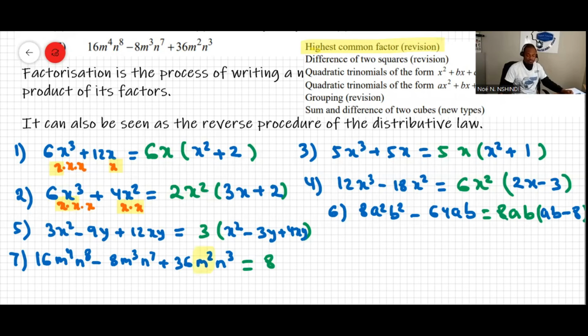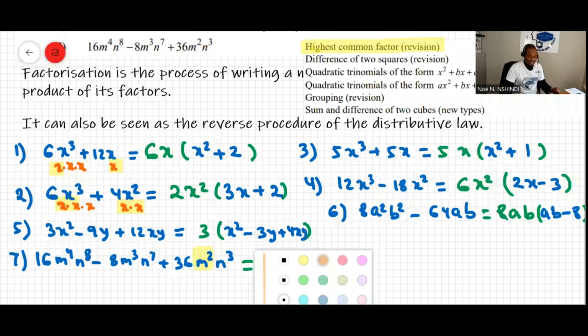Usually students get confused when they have the highest common factor. They think it's the variable that has the larger exponent. No, it's rather the one that has the smaller exponent. So we can take m squared there. For the next variable n, the highest common factor will be n to the power 3. So I say n to the power 3, and then open and close the bracket there.